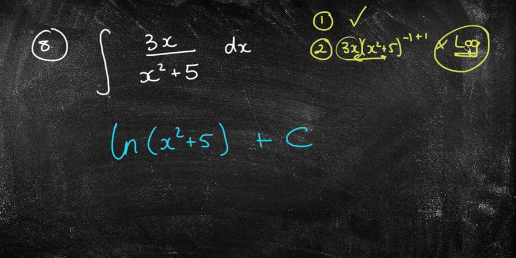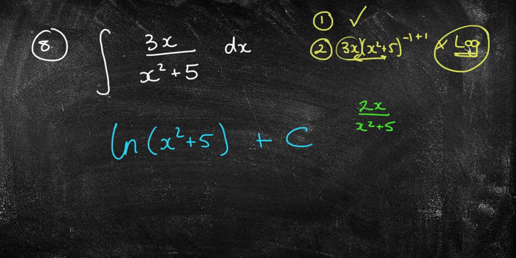Now this one, as I said, is more challenging. So let's see why. Well, I haven't tested it, so that's my first thing. Let's test it. If I differentiate x squared plus 5 inside the log, we get 2x over x squared plus 5. So I don't have 3. So I need to do something to it.